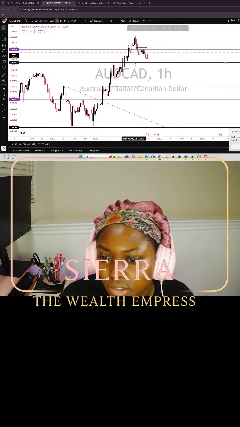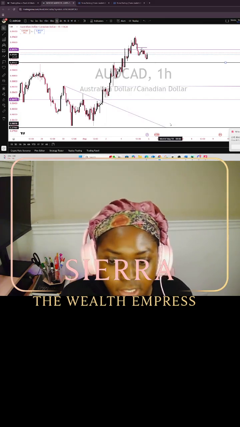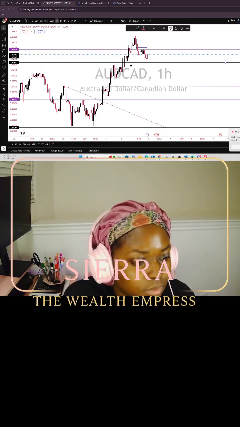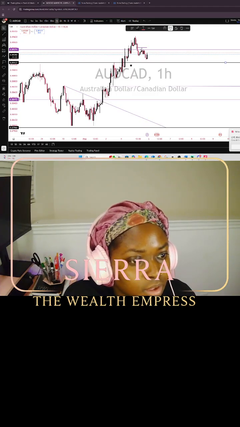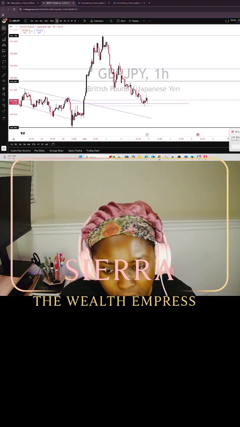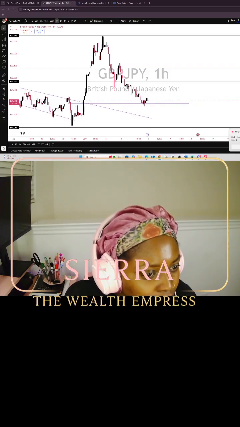So I'm actually going to put an alert here so that I can see what happens when it comes to this area. All right. Any other ones before? GJ. All right. So let's see what the yen is doing real quick.